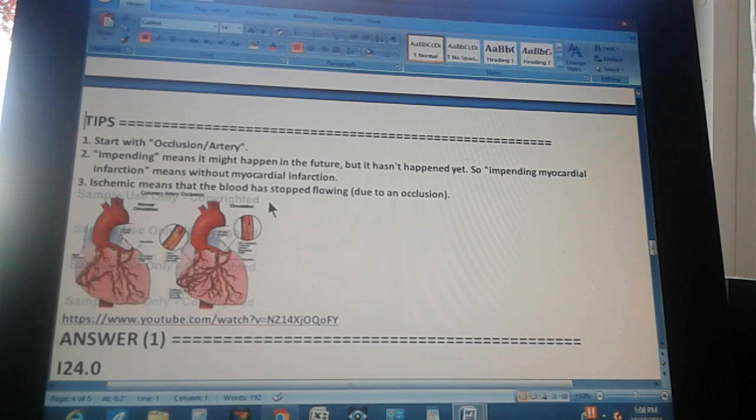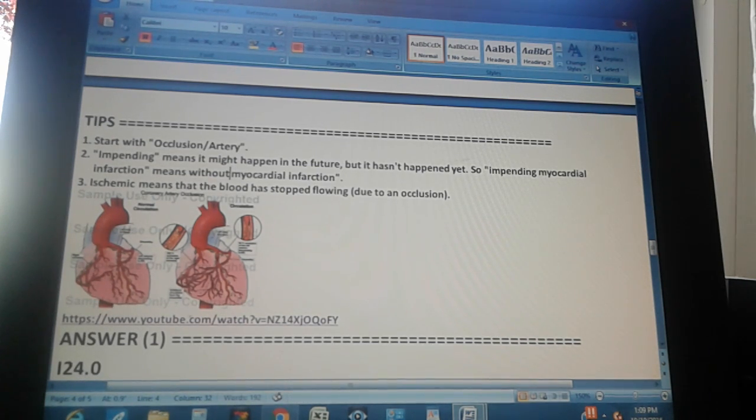First tip: start with occlusion, artery. Now, the second tip: impending means it might happen in the future, but it hasn't happened yet. So impending myocardial infarction means without myocardial infarction. There's no myocardial infarction yet. There's a threat of one in the future, but it hasn't happened yet, so you can't code it. So that's without myocardial infarction. Why don't we put without myocardial infarction also in quotation marks? There you go. Now it looks better.